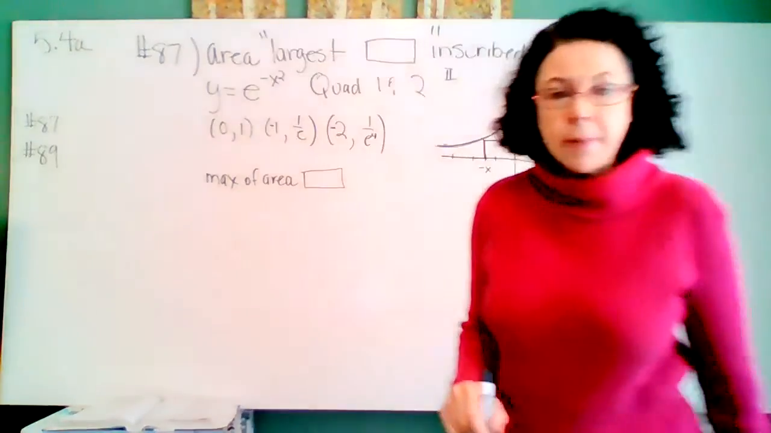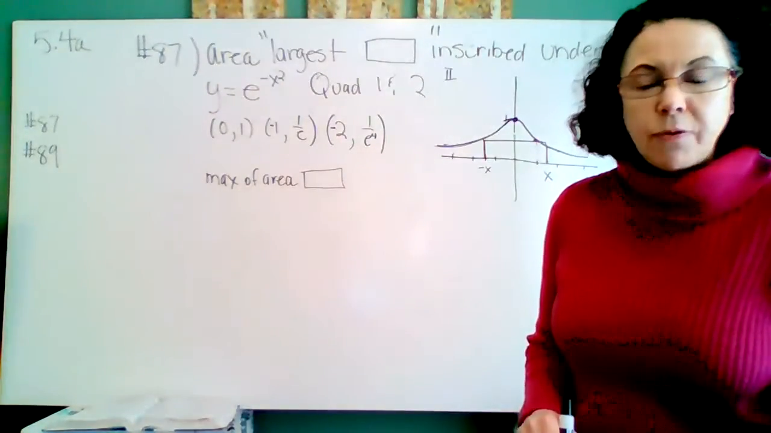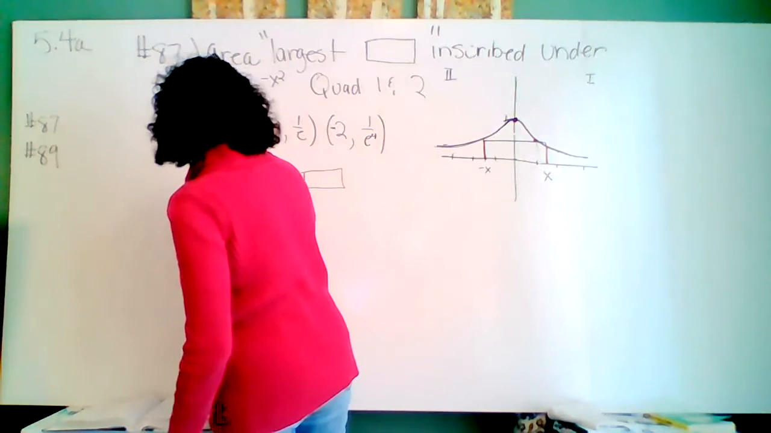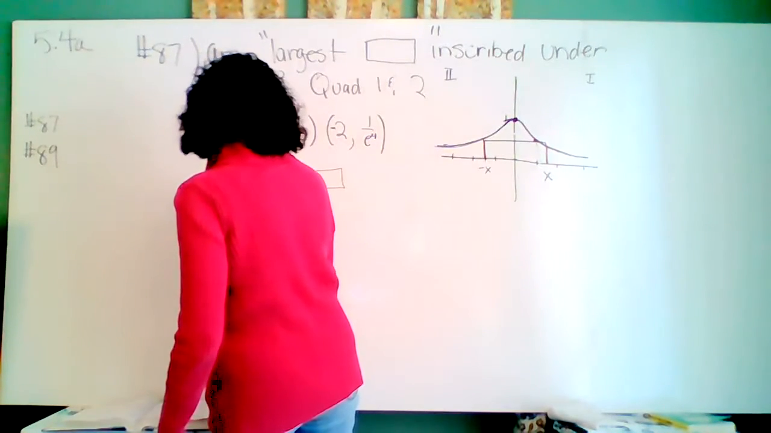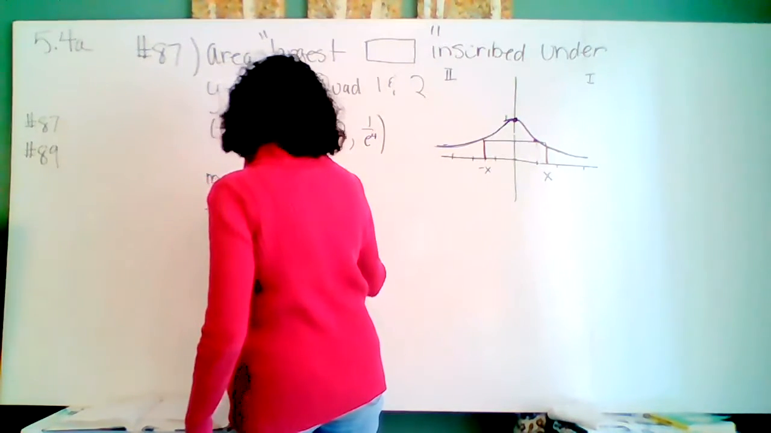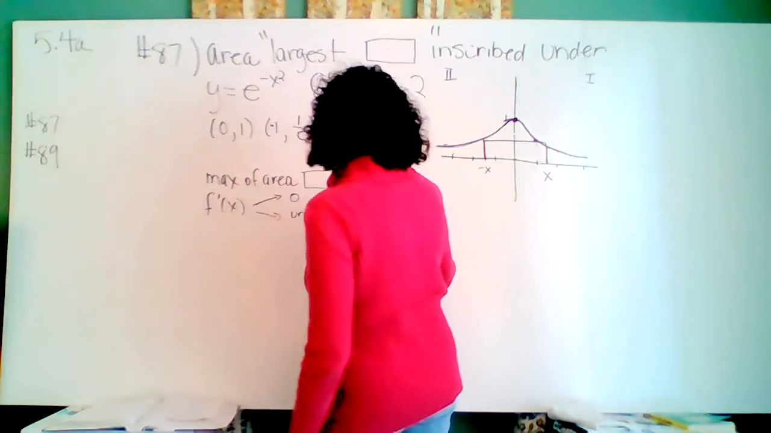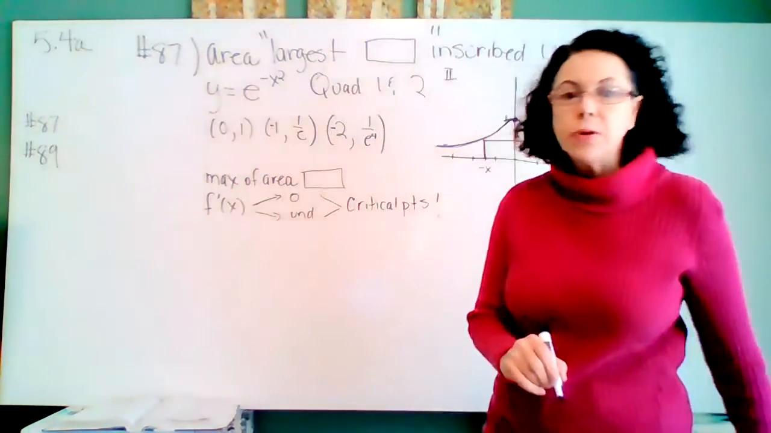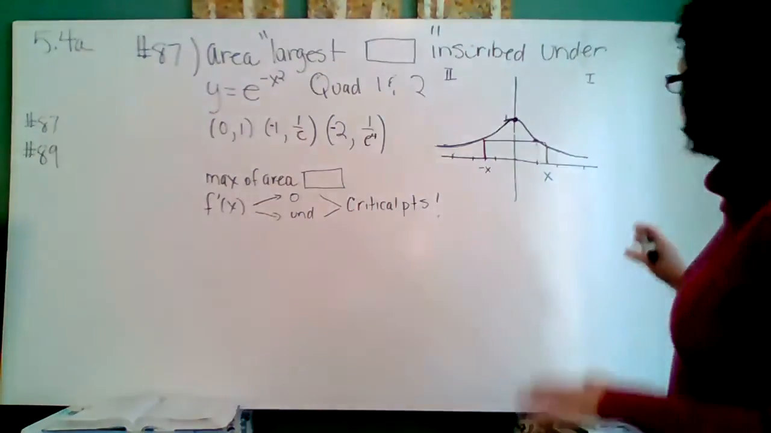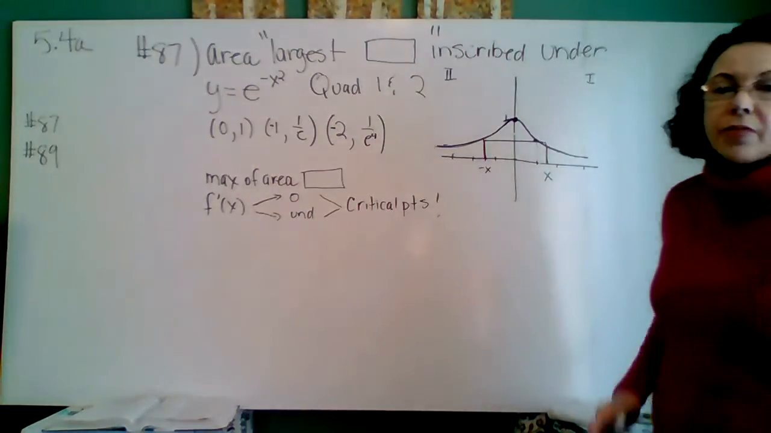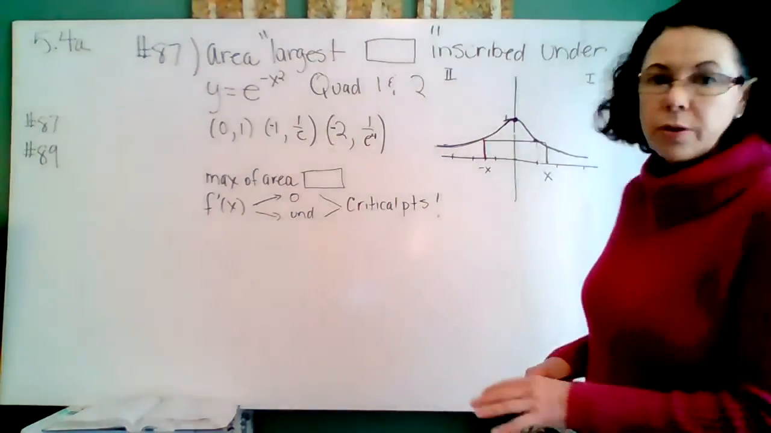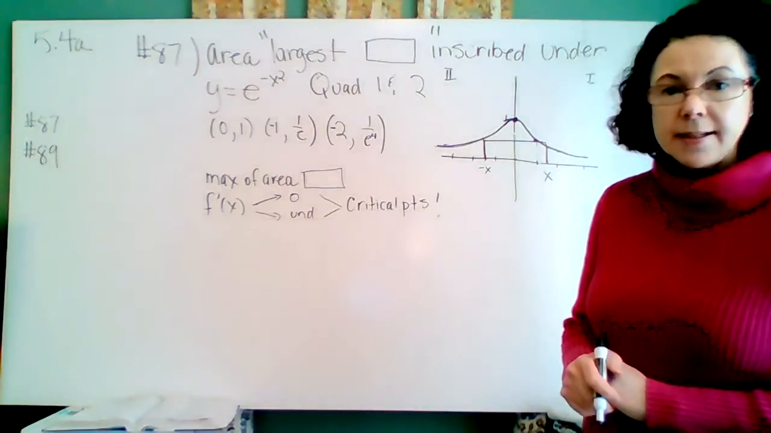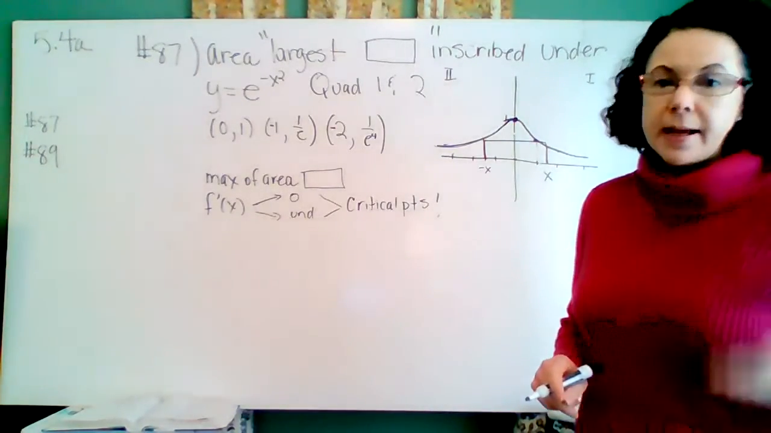So if you remember that we've done that before, we can find maxes and mins. That is where the first derivative is 0 or undefined. Those are critical points. Okay, so now I know what I'm doing. I'm going to write the area function, and then take the derivative of it and find where the derivative is 0 or undefined. And I'm going to make sure that that is a maximum.